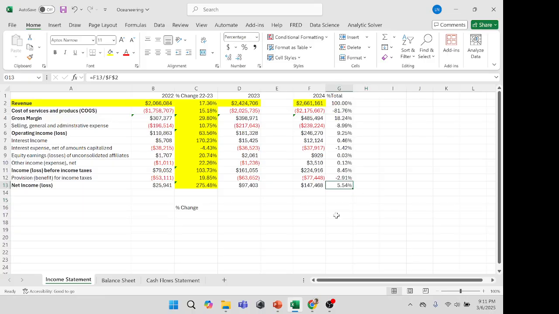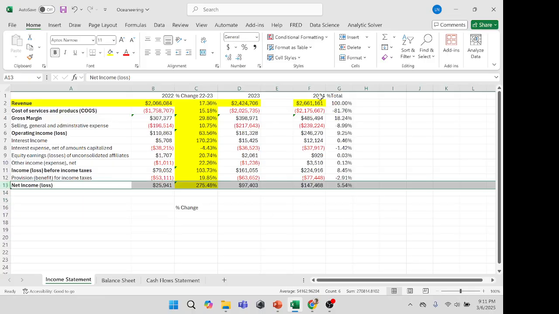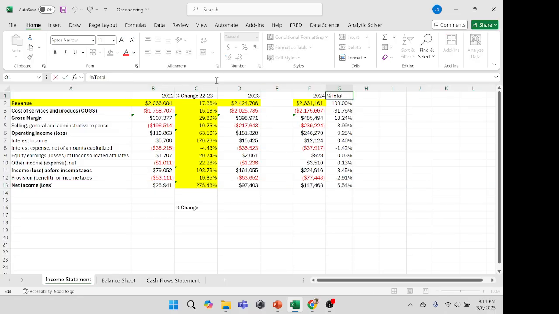So you see net income of 2024, percentage of total of 2024. It's going to be 5% of the total sale. So revenue just means total sale, right? You see that net income is 5% of the total revenue. Okay, and it's up to you to see if it's a good thing or a bad thing.